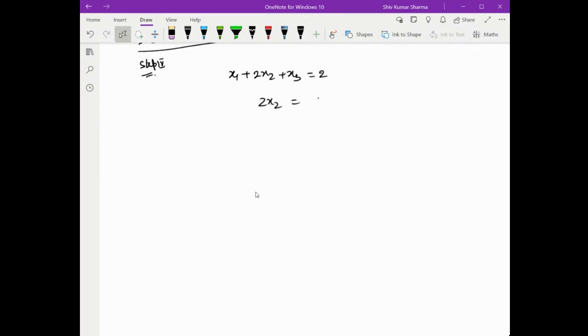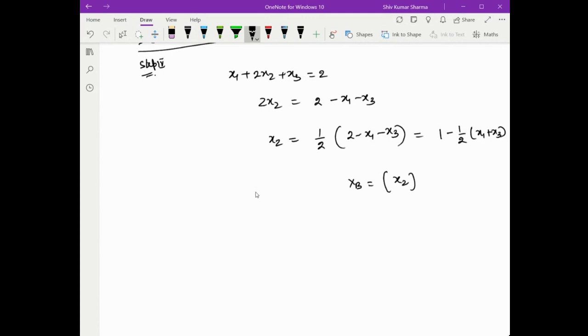So we find out the value of x2. We write it as 2 minus x1 minus x3. So the value of x2 is 2 minus x1 minus x3, or you can write it as 1 minus 1 by 2 x1 plus x3. So this is the value of x2, and now we make the basic variable. The basic variable is x2, and the non-basic variables we write as x1, x3.